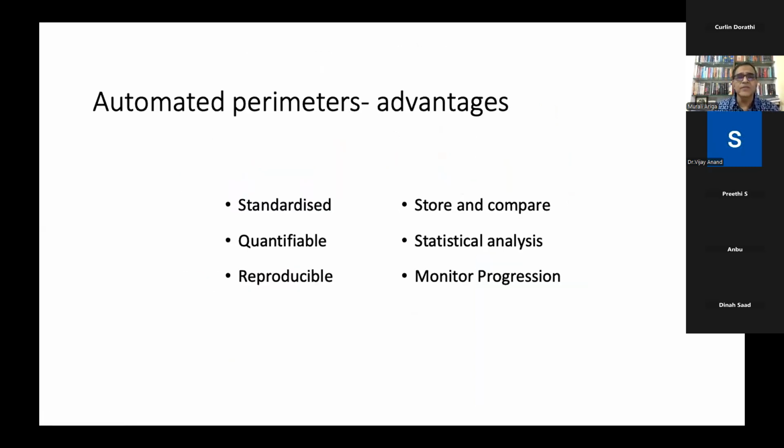The advantages of automated perimeters are several. That is, you have standardization, you can quantify the data, you find the data is reproducible, and it can be stored and compared with previous test results. We have statistical analysis, and of course, we can do one test and compare with subsequent 4 or 5 other tests later on, and then monitor for progression and say, is it worsening, is it stable, and so on. So we don't need the perimeter for so many things. All of this is possible only with automation and computerization.